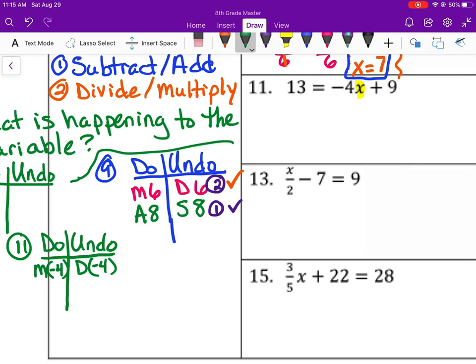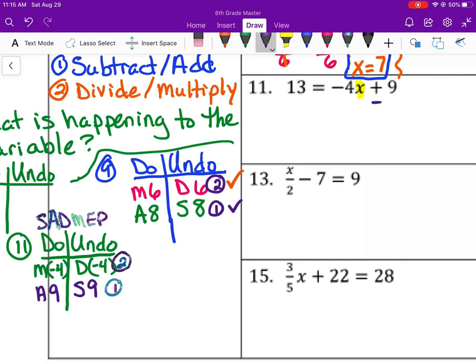And then between the x and the 9, we're adding. So we've got add 9, and to undo add 9, we do subtract 9. And then again, anytime we're doing a do and undo, we're solving, so that's our SADMEP. So which order do we do that in? Okay, we're going to do subtraction first and division second.